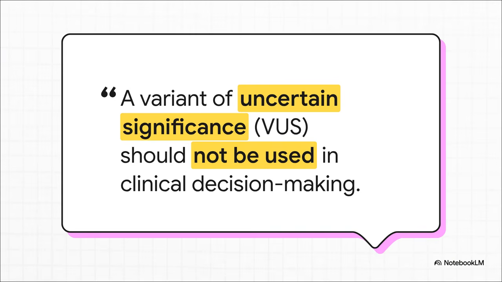All right, if you remember one thing from this entire explainer, make it this. It's a direct quote from the guidelines. A variant of uncertain significance should not be used in clinical decision-making. Let me say that again. Do not use a VUS to make clinical decisions. That means you don't change medications, you don't alter screening or surveillance protocols, you don't guide reproductive decisions based on a VUS. A VUS is a flag for, we need more information. It is not a call to action.